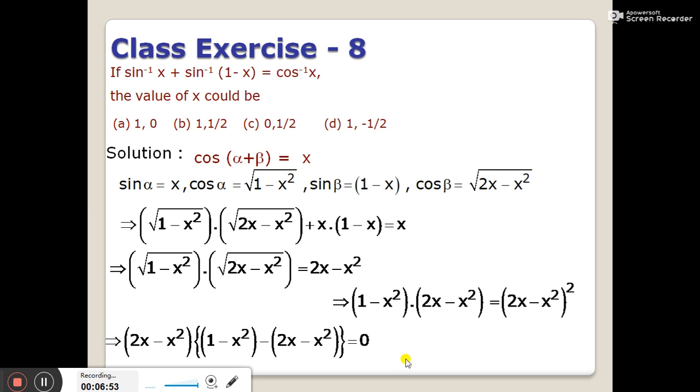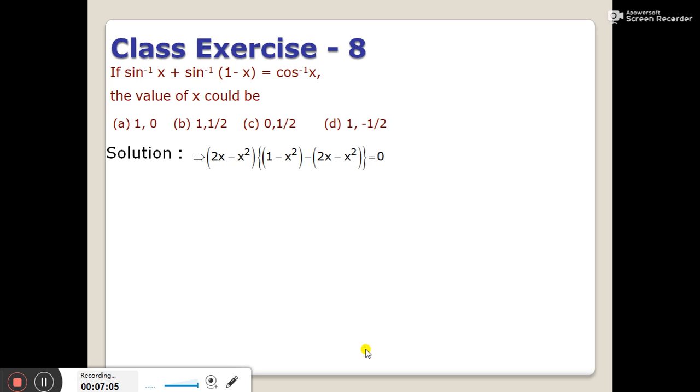Take everything on this side, and 2x minus x square we have to take common, then it becomes 1 minus x square minus of 2x minus x square is equal to 0. Simplifying this again, we get x into 2 minus x and 1 minus 2x is equal to 0. It means x is equal to 0, 1 by 2 and 2.